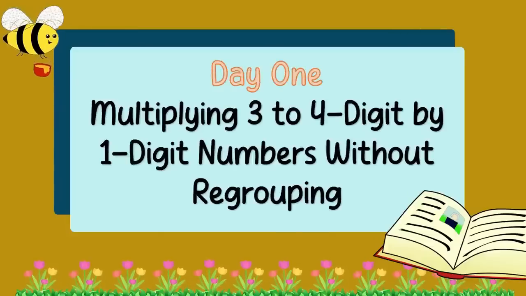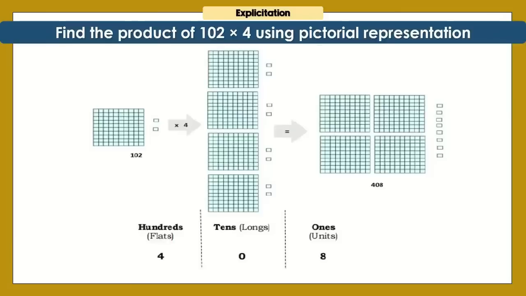For day 1, multiplying 3 to 4 digit by 1-digit numbers without regrouping. Find the product of 102 times 4 using pictorial representation. So we have the hundreds, 4, the tens or the longs, we have 0, and for the ones or units, we have 8.